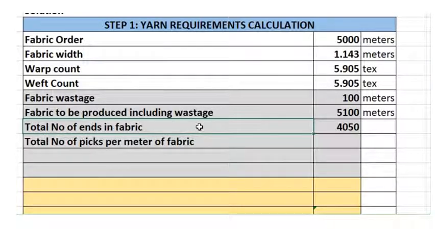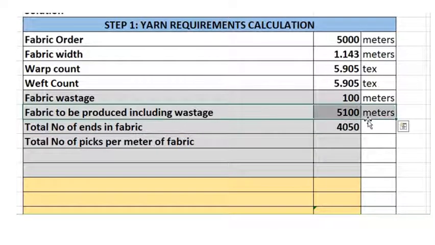So the number of ends is not calculated per meter. It is for the total width of 1.143 meters. Because we are going to calculate everything on the total length, the width is not done per meter. Picks per meter, if it is calculated, we can multiply into the cloth length in meters because we know the cloth length to be produced in meters.